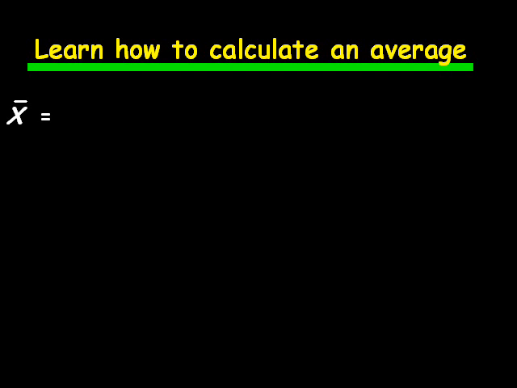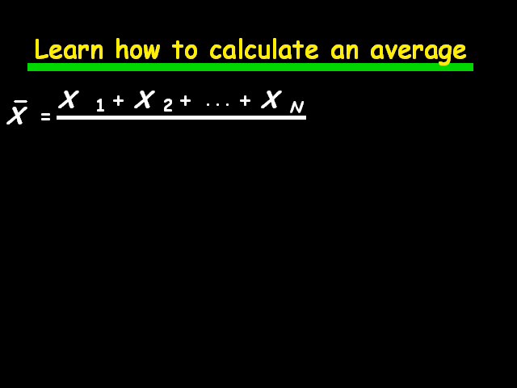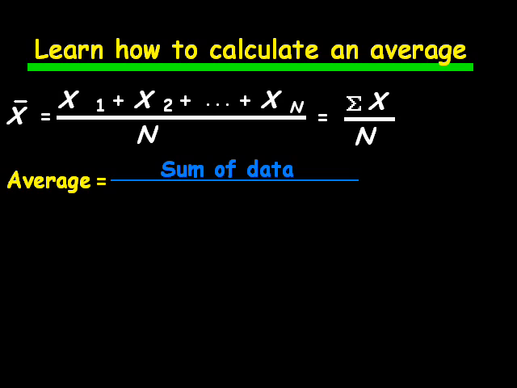An average is a value that represents a set of data. In order to calculate an average, we simply need to add all of the data points together. Then we divide that by how many data points we have. So basically speaking, an average is going to be equal to the sum of the data divided by the number of data points we have.